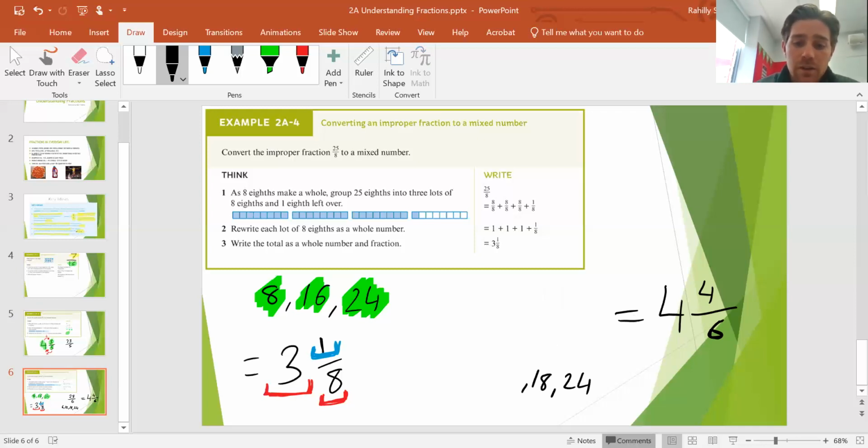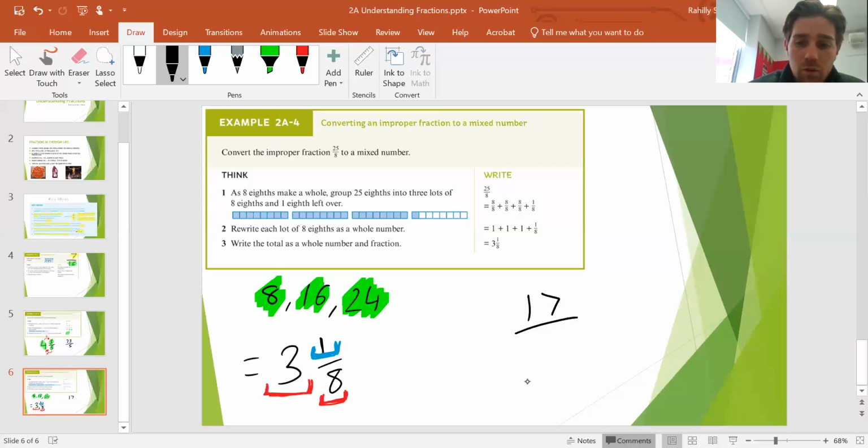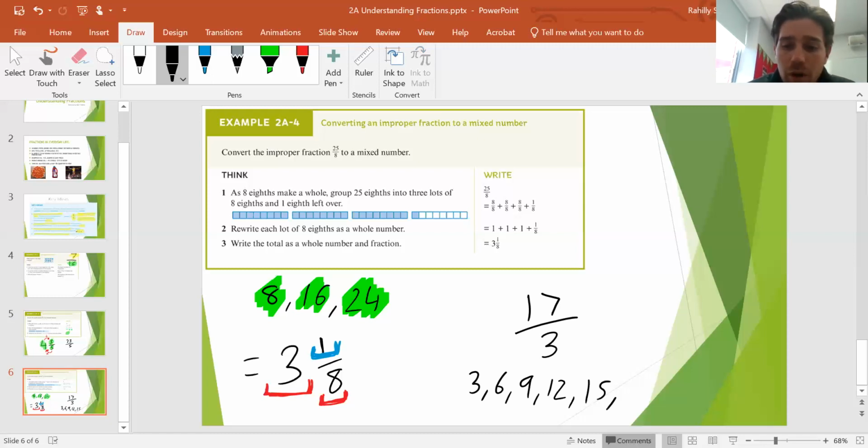If we had 17 over 3, how many groups of 3 go into 17? 3, 6, 9, 12, 15. If I go one more, to 18, I've gone over 17, so I cannot do that. So we're going to strip it back to 15. So 3, 6, 9, 12, 15. You've got 5 whole groups of 3. And what have I got left over? If I've got to 15, I've got 2 left over. So you've got 5 and 2/3.